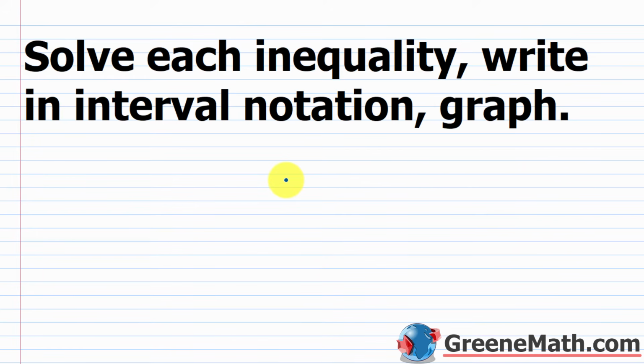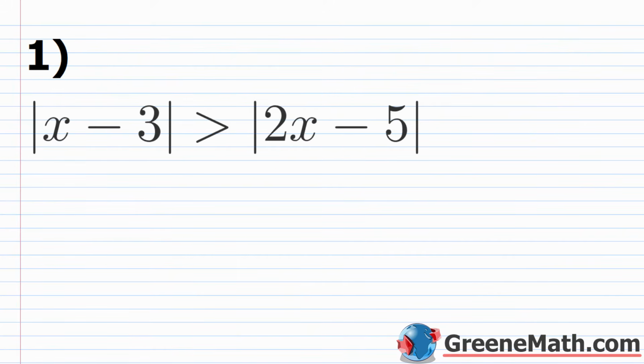Let's take a look at our practice test. We're told to solve each inequality, write in interval notation, and graph. We're going to look at problem number 1 first. So we have the absolute value of x minus 3 greater than the absolute value of 2x minus 5.